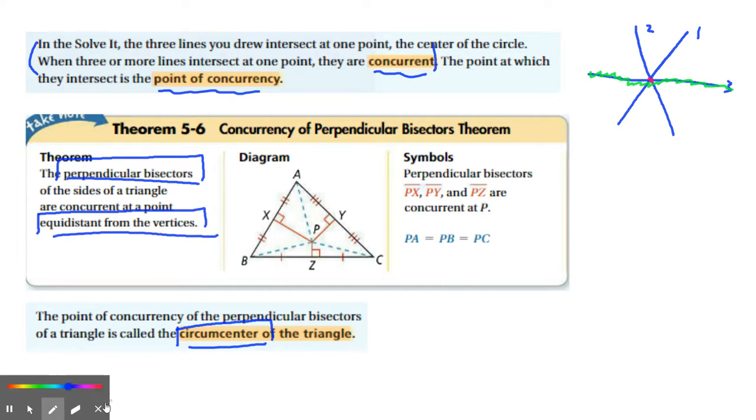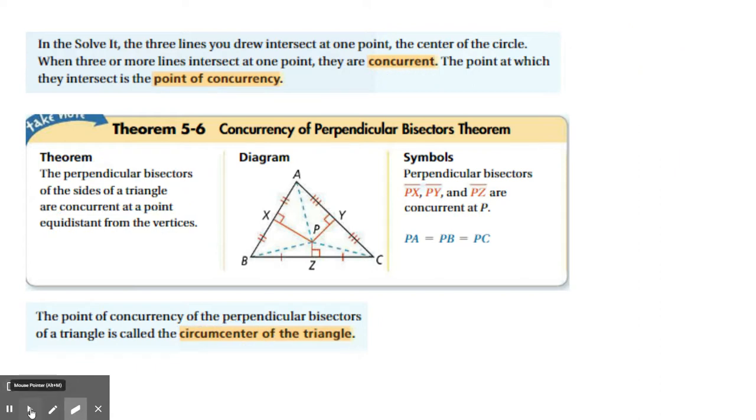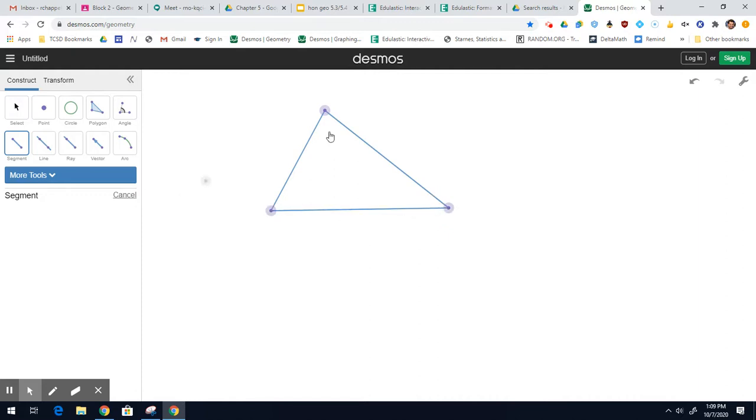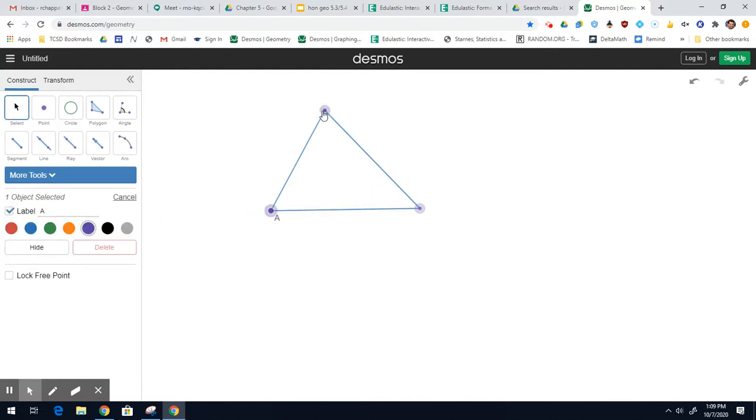All right, so let's go ahead and draw this in Desmos geometry. So to do that, let's get out of here. Let's just make a generic triangle. I'm going to try to make it acute, but not isosceles or equilateral. Let's label this ABC just for kicks.